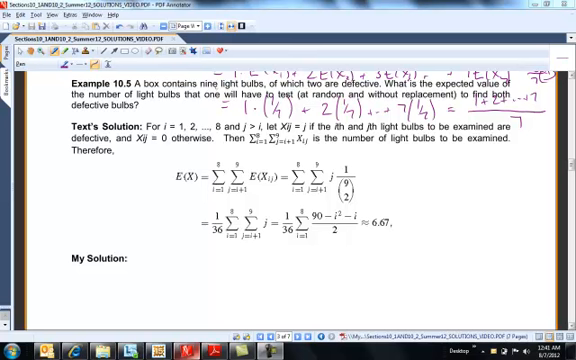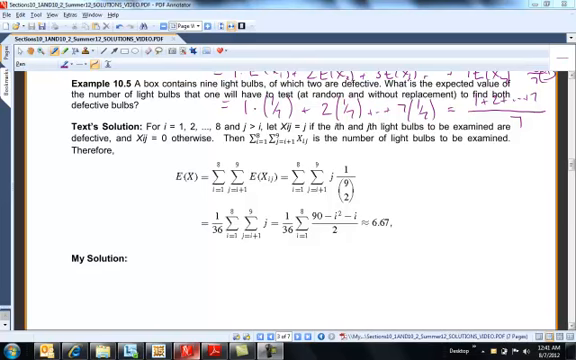I would have built a mass function for the situation and then found the expected value of that mass function. So I'll show you theirs, and I've written out the solution, and then I'll show you what I was thinking. And you can see sometimes I just don't think in these ways.